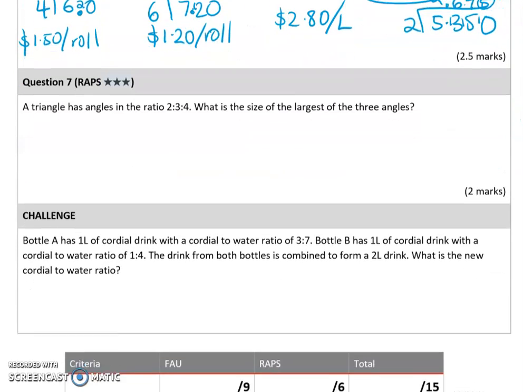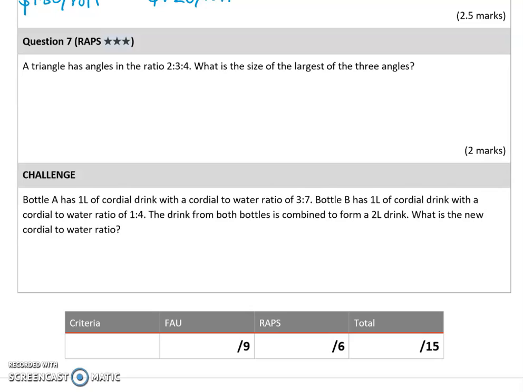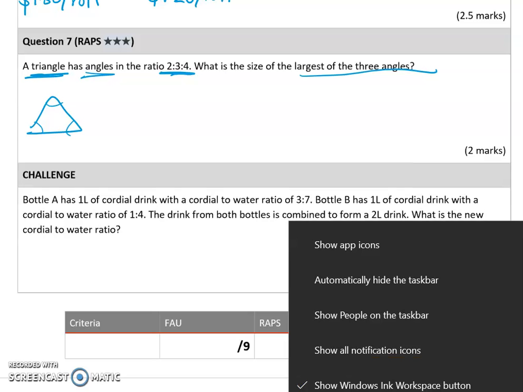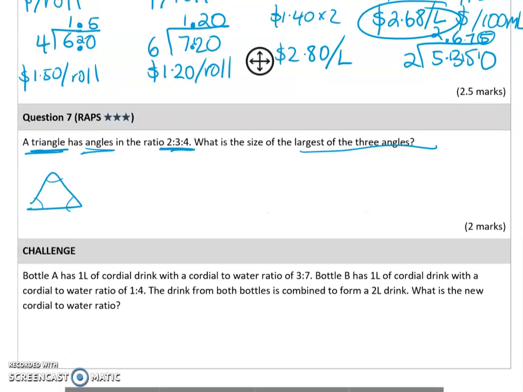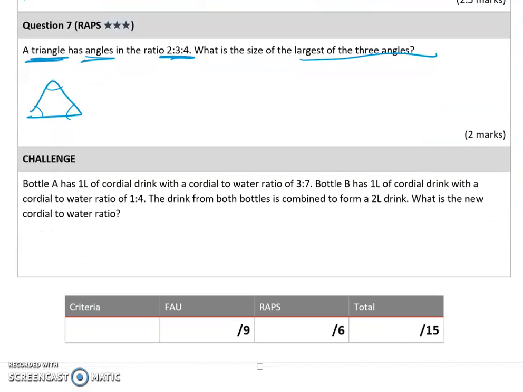A triangle has angles in the ratio of 2 to 3 to 4. What's the size of the largest of the 3 angles? All right, so there's a given ratio. It's got a triangle shape, the angles within it. What's the largest of the 3 angles? So we've got an amount, which is the 3 angles in a triangle, divided into a ratio. Whenever you see an amount divided into a ratio, we can think add, divide, times.